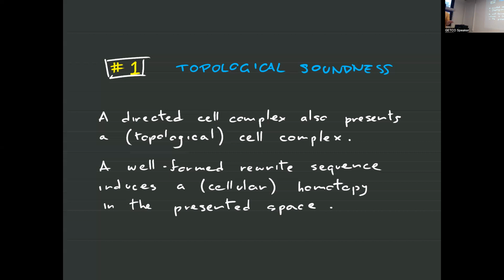Well, first of all, it means that rewriting proofs that you can do in the theory can actually be used to formalize homotopical algebra, and also it means that everything that you're doing in the system can be used to do proper combinatorial topology.